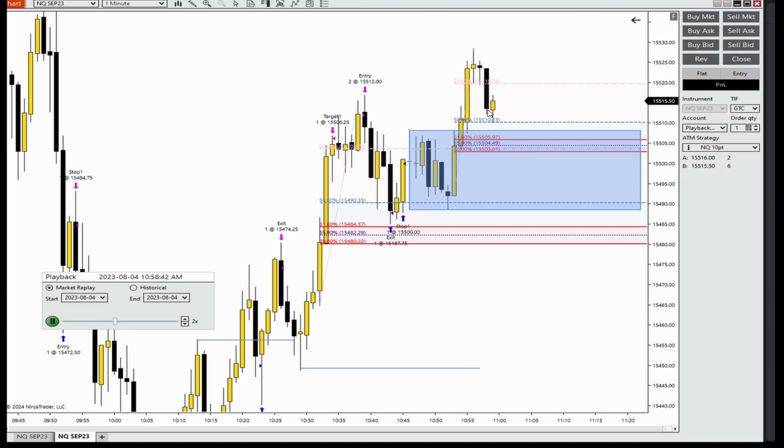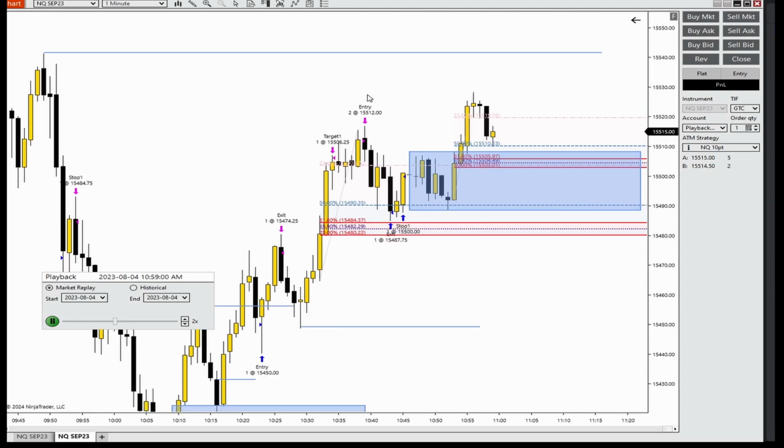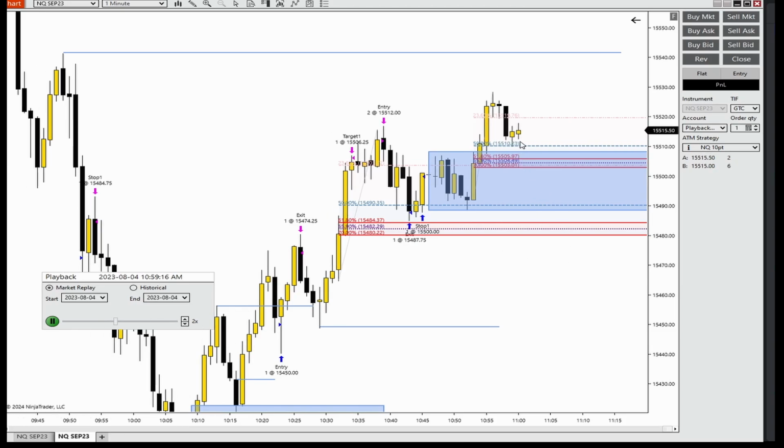Is anybody long right now? Or are we waiting for this into here? Or are we looking at this maybe being short? We've got our fractal here. Is this an A+ setup at all? Is this a smart idea going long here?